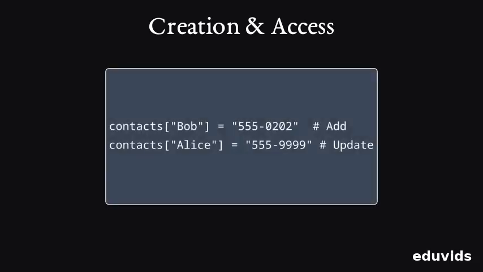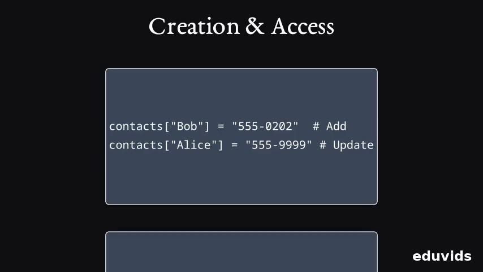Add or change an entry by assigning a value to a key. Python creates or overwrites automatically. Delete one item with pop and the key, or remove the last pair with popitem, or wipe everything with clear.